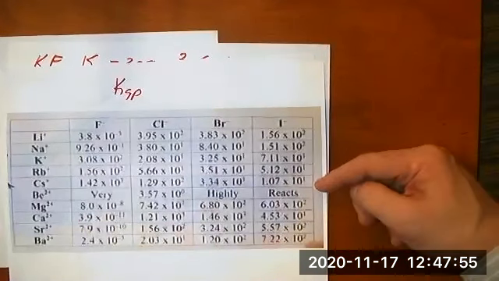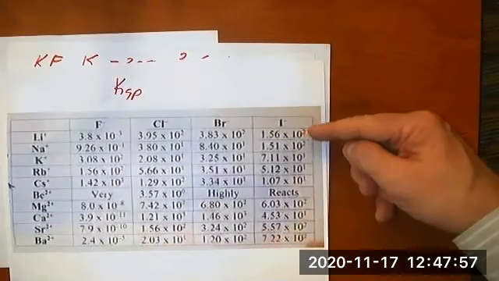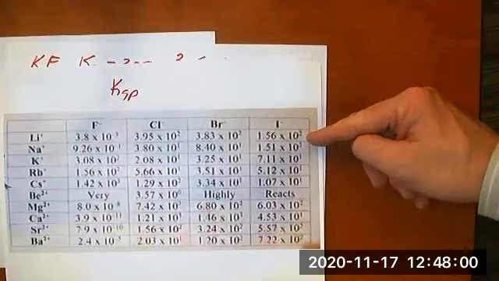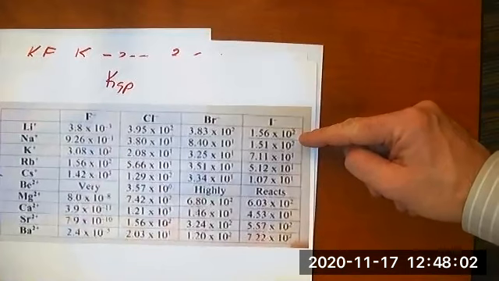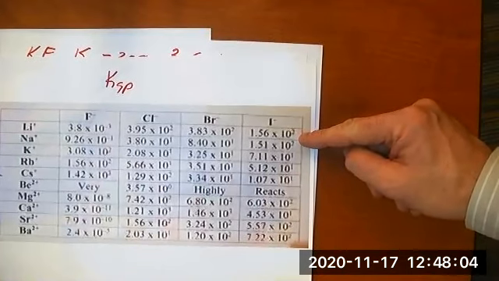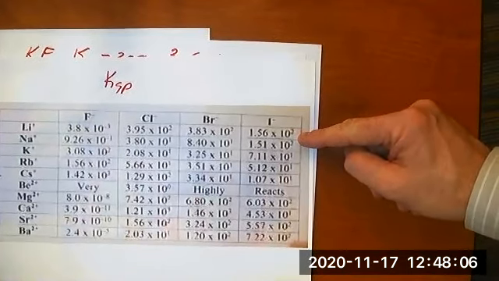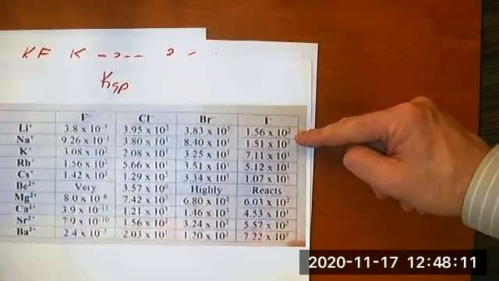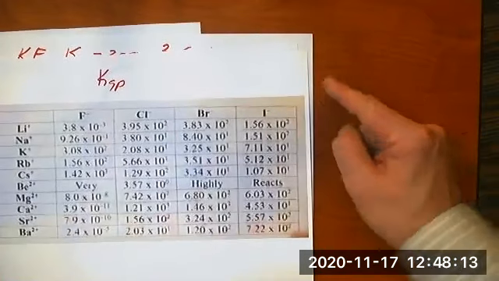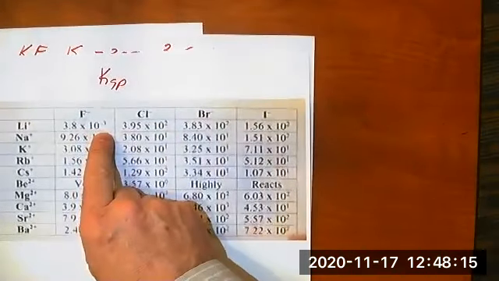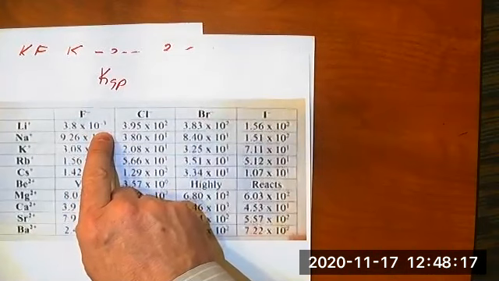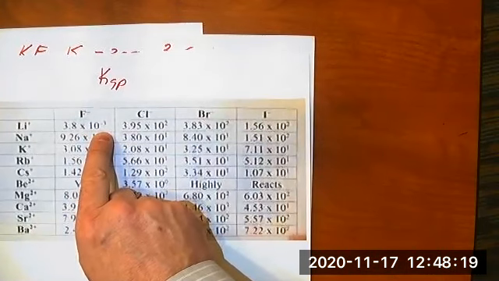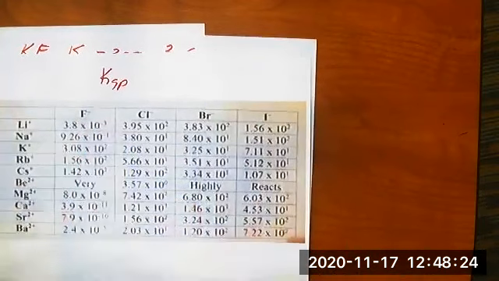Let's say you have the lithium ion in solution, and you want to get as much of it out as possible. The question then would be, what would you do in order to get it out? You look across and see that the fluoride ion has by far the lowest solubility product. So if I put in some fluoride, then I'm likely to be able to pull out the lithium fluoride.